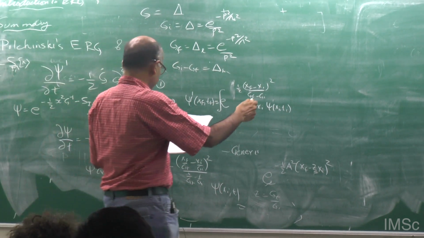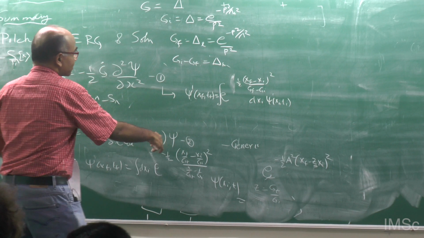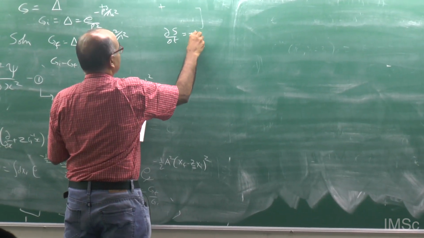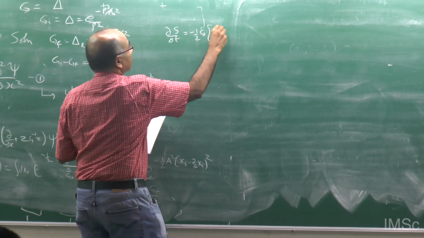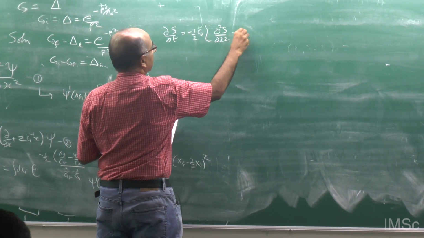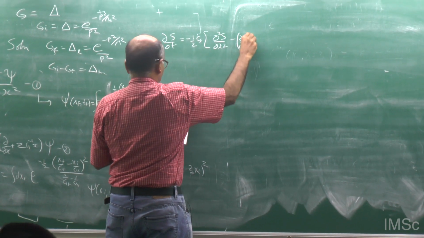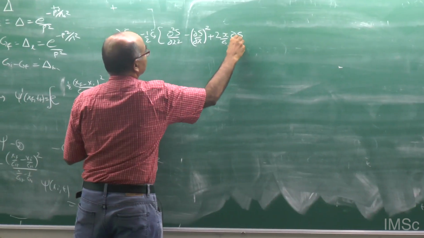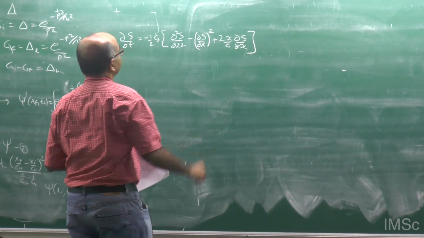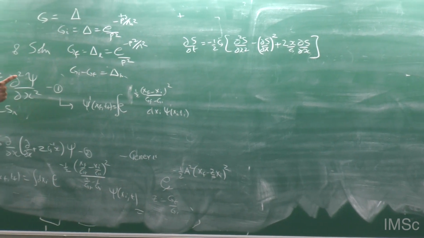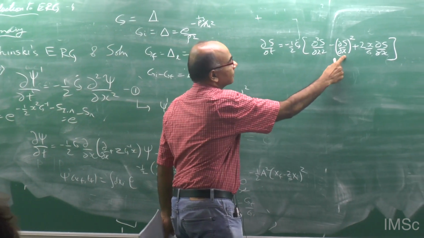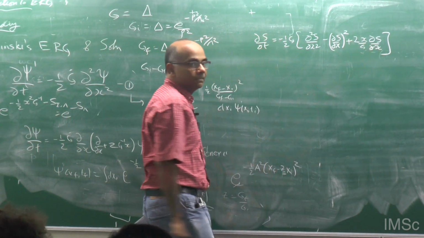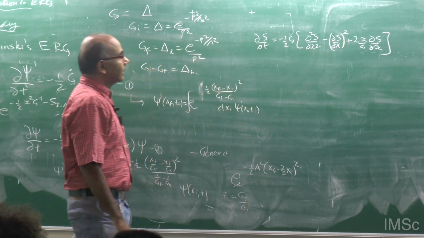I think I also wrote down this equation. So this is the equation in terms of psi. In terms of s, it's just ds dt is minus half g dot d squared s by dx squared. Okay, so here it's not a linear equation. It has a nonlinear term. And this part implements the scale transformation, and these things basically do the contraction.